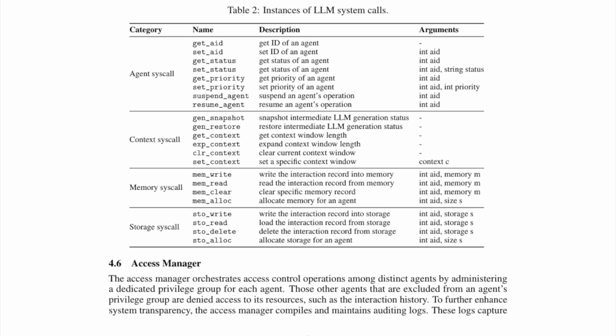Category: storage syscall. Name: stow write. Description: write the interaction record into storage. Arguments included int aid, storage s. Category: storage syscall. Name: stow read. Description: load the interaction record from storage. Arguments included int aid, storage s.